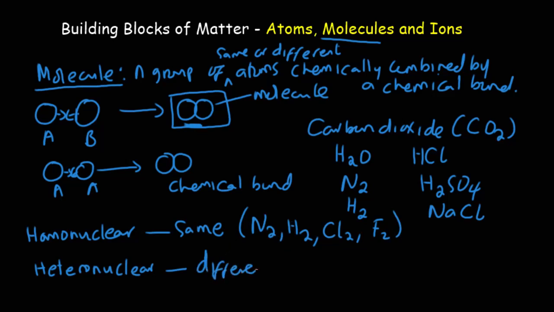Now, let's look at heteronuclear molecules. So, that is a molecule produced between different atoms. So, we can talk of water. We can talk of hydrochloric acid. We can talk of sulfuric acid. We can talk of sodium chloride. So these are heteronuclear molecules.